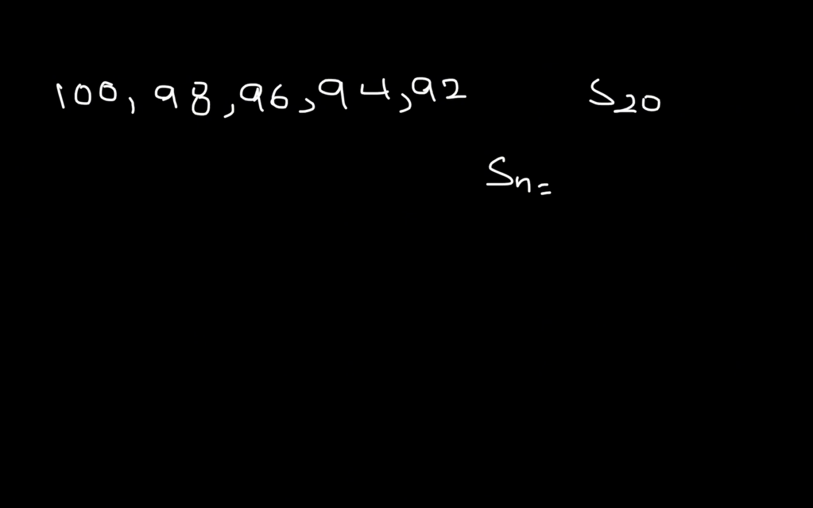Sn equals n over 2 multiplied by a1 plus an. Since we need the sum of the first 20 values, we actually need to find the value of a20. We don't have that here, so we need to use the formula of the arithmetic sequence for us to find the 20th value.